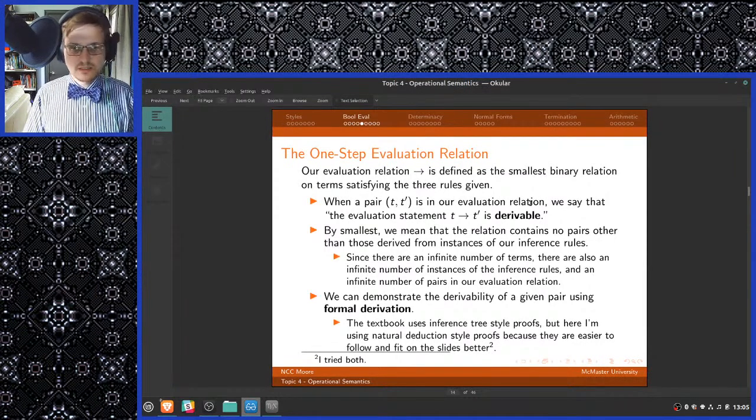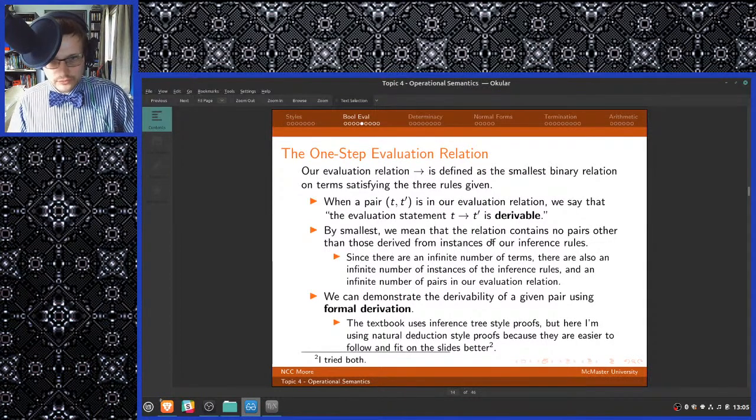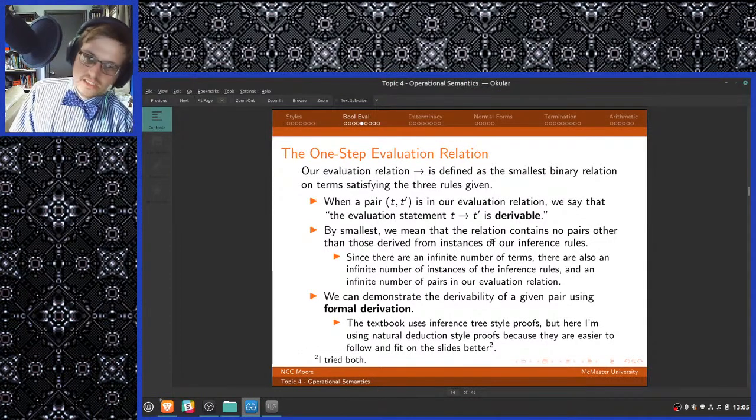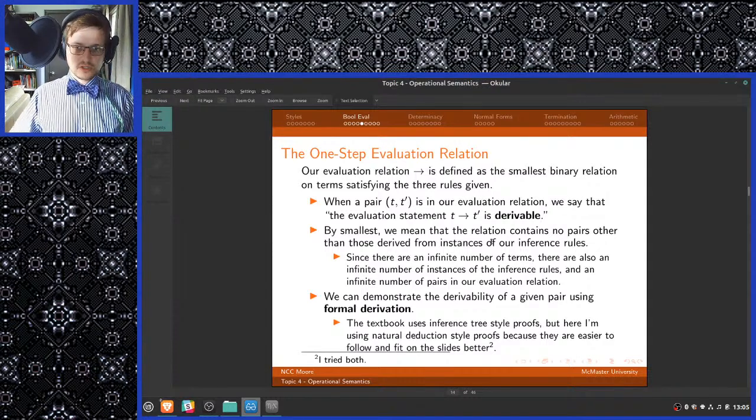By smallest, you guys probably know what smallest means now, more rigorously. By smallest, we mean that the relation contains no pairs other than those derived from instances of our inference rules. Since there is an infinite number of terms, there is also an infinite number of instances of the inference rules, and an infinite number of pairs in our evaluation relation. You should not let that scare you, though.